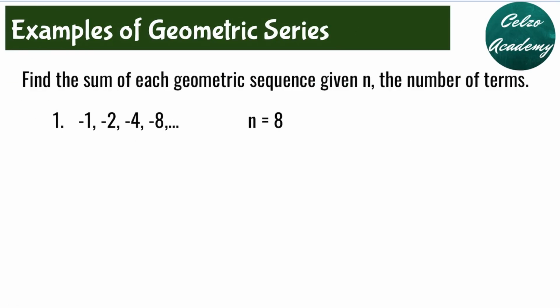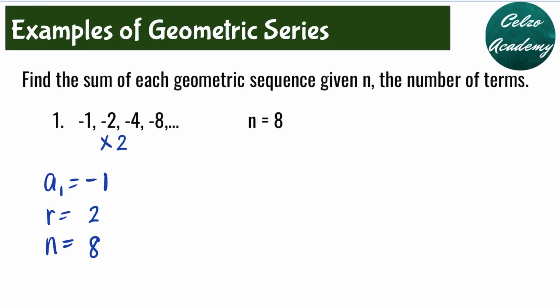Question number 1. Given the sequence negative 1, negative 2, negative 4, negative 8, and so on, since n is equal to 8, this means that we need to find the sum of the first 8 terms of this geometric sequence. To begin, we need to find first the value of a sub 1, r, and n. Our first term is negative 1, our n is equal to 8, and what do you think is the common ratio? The common ratio here is 2 because the pattern is multiplying the previous term by 2.